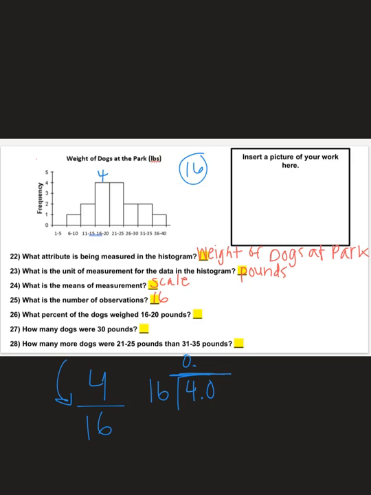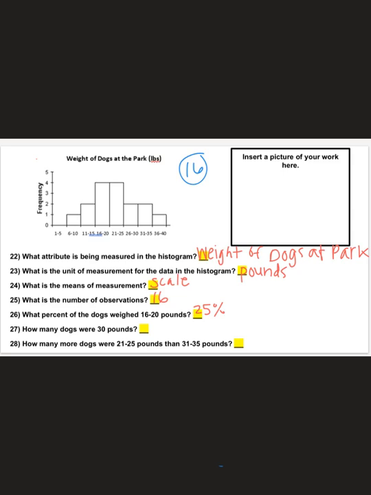16 goes into 40 2 times. 2 times 16 is 32. Subtract, we're left with 8. Add a 0, drop a 0. 16 goes into 80 5 times. So our decimal at this point is 0.25. Now remember, there's 2 ways you can turn a decimal into a percent. Either multiply by 100 or move your decimal to the right 2 places, which will give you a percent of 25. So number 26 should be 25%.